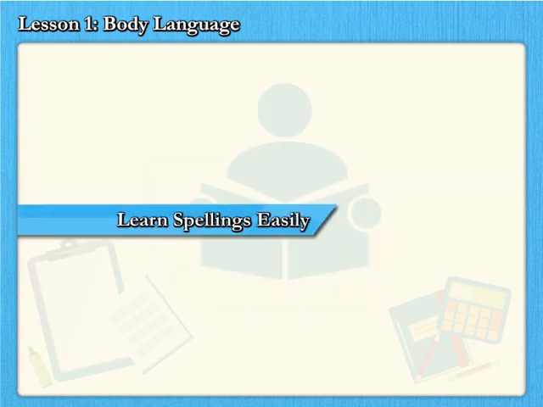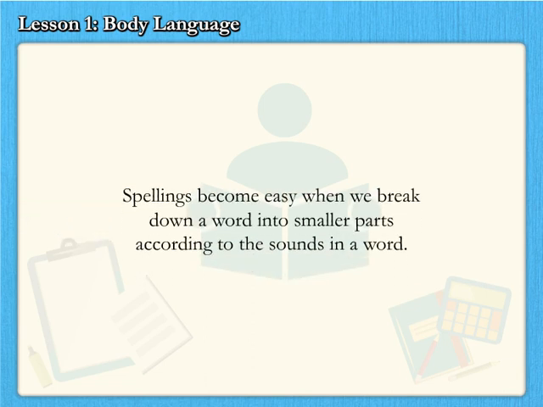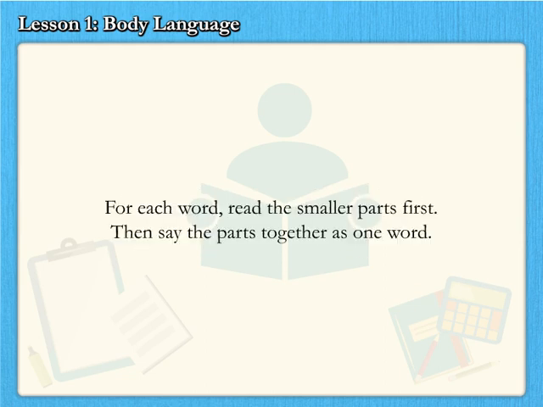Now, here is a tip for you to learn spellings easily. Spellings become easy when you break down a word into smaller parts according to the sounds in a word. Now let's use this tip to read these words. For each word, read the smaller parts first, then say the parts together as one word.